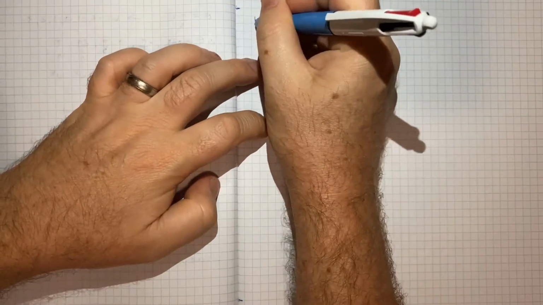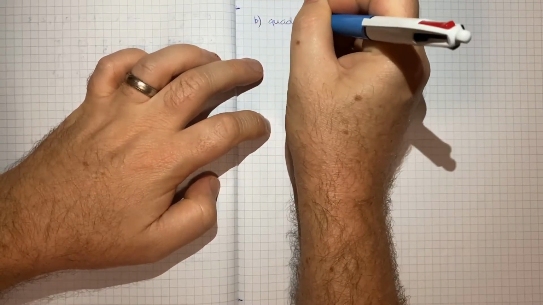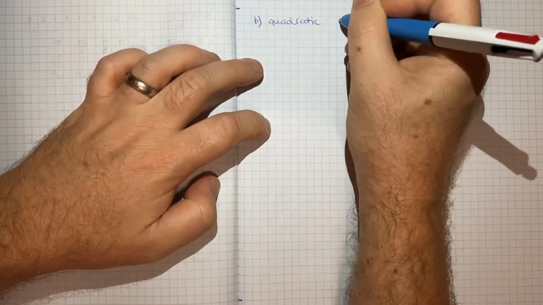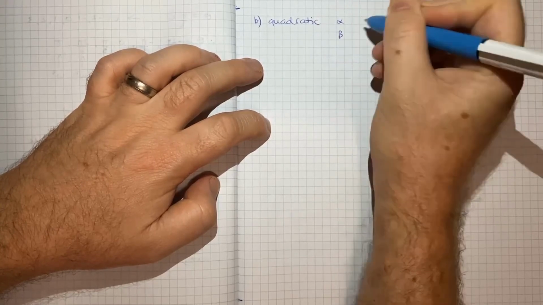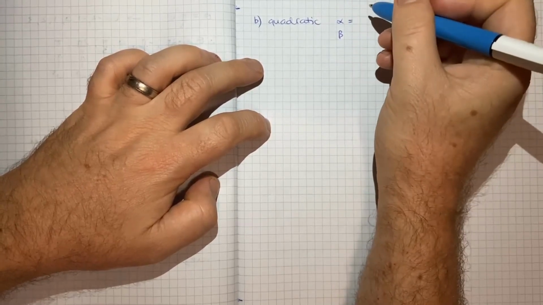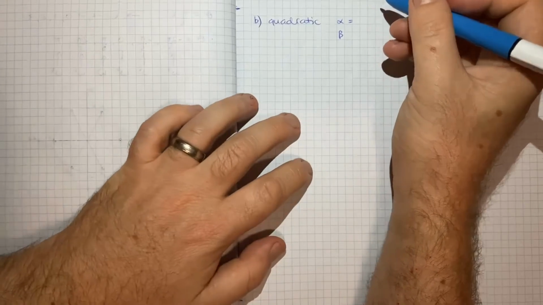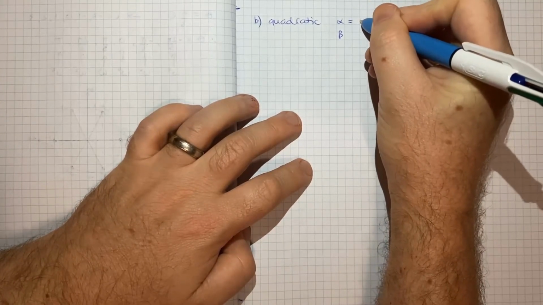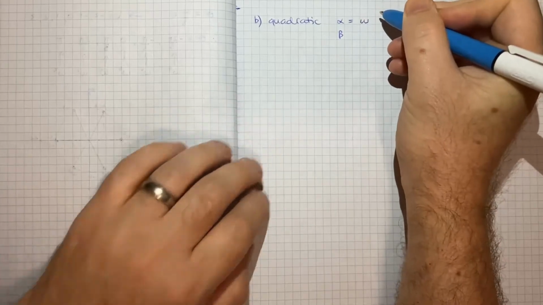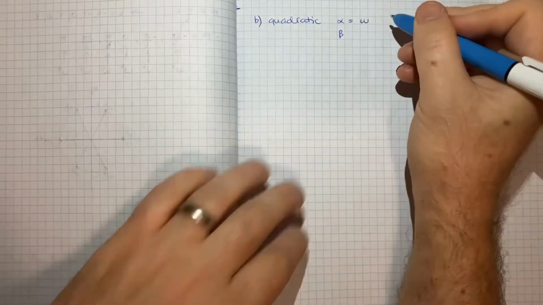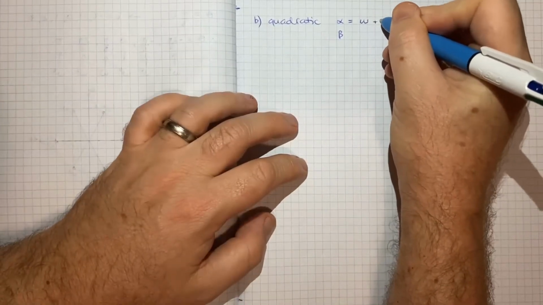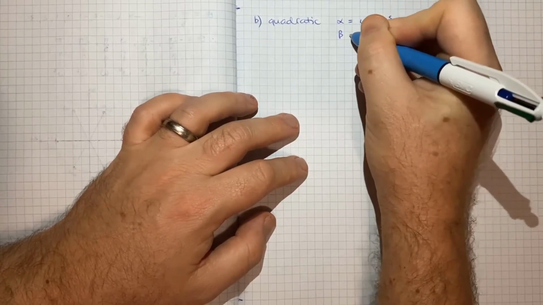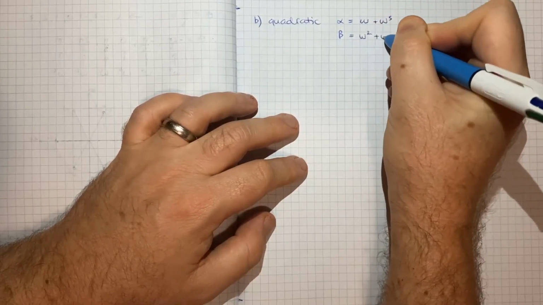Part B asks us to find a quadratic with roots alpha and beta, where alpha is equal to w. I'll just have to check. Alpha was w plus w to the 5, and beta was w squared plus w to the 4.